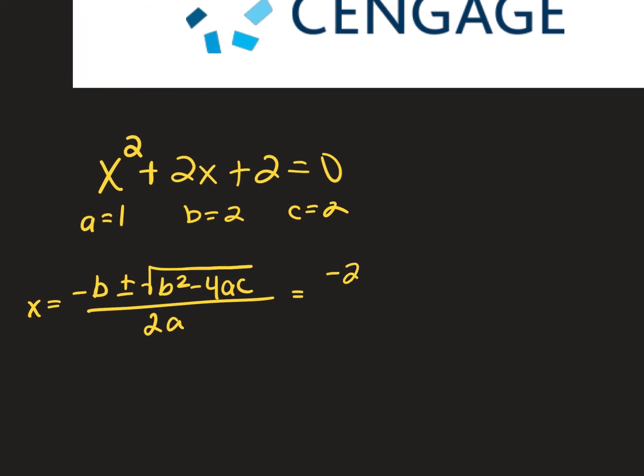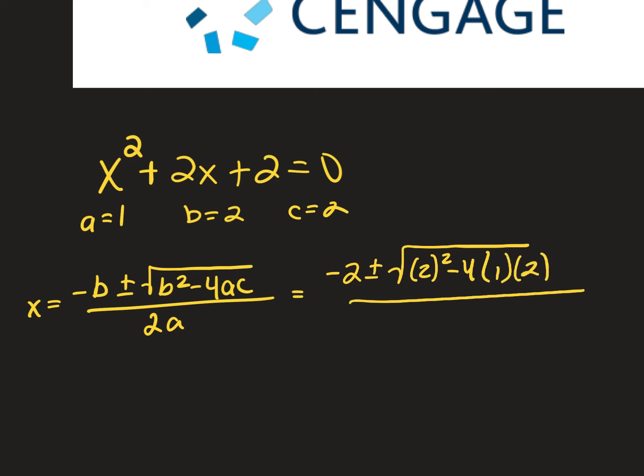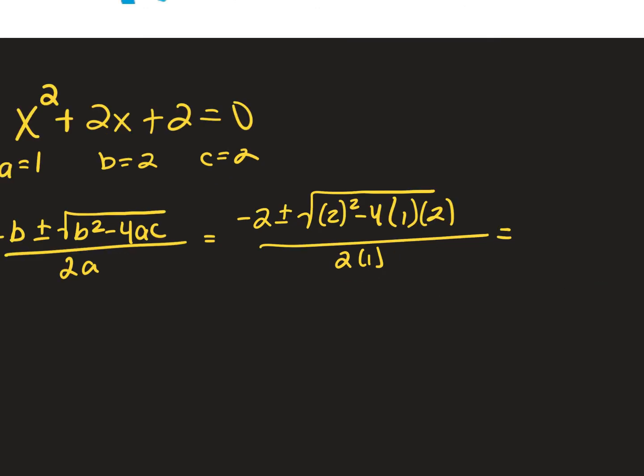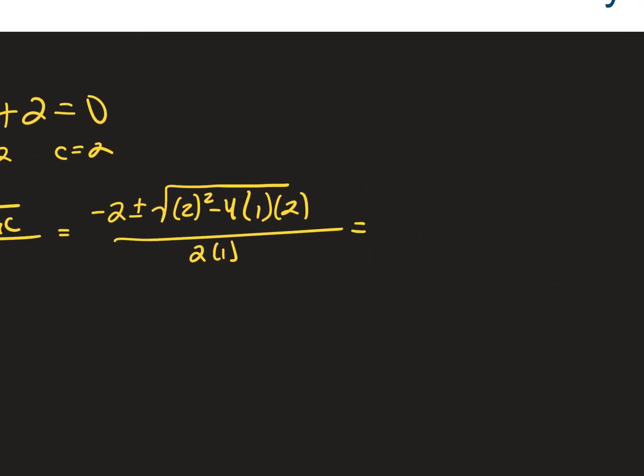Negative b, so negative 2 plus or minus the square root of b squared, which is 2 squared, minus 4 times a is 1, c is 2, all over 2 times 1. All right, let's simplify. Negative 2 plus or minus, what's 2 squared? 4. And then I have negative 4 times 1 times 2? Negative 8. All over 2 times 1 is 2.